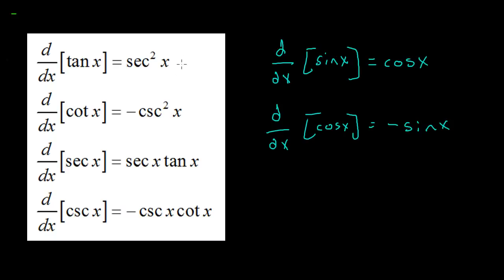All right, the derivative of tangent is secant squared. Check, check. The derivative of cotangent is negative cosecant squared. Easy enough. The derivative of secant is a little weird. It's secant times tangent. So not only do you keep the secant, but then you multiply by tangent. And the derivative of cosecant is negative cosecant x times cotangent x. So again, I don't have anything other to tell you than just to memorize those.